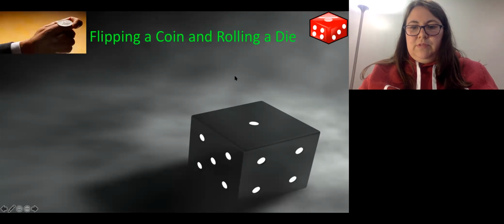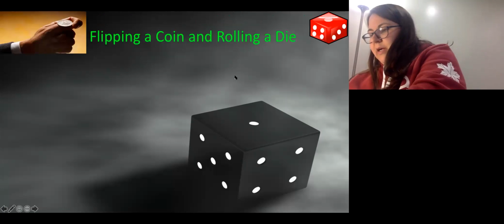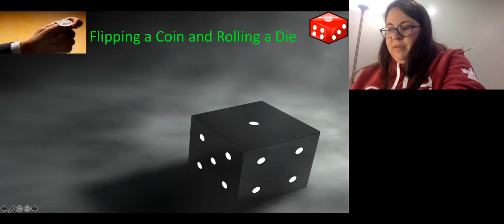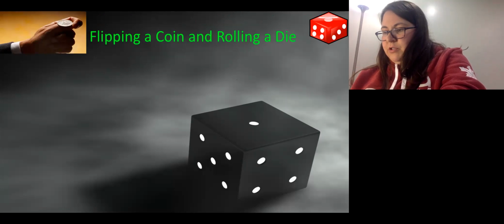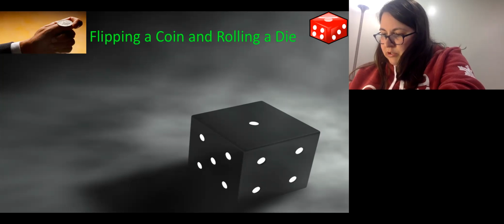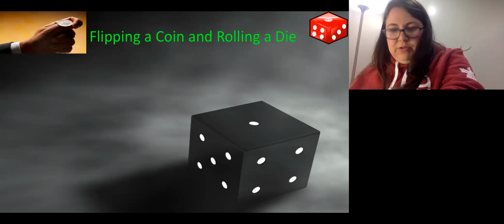So what if we did this by flipping a coin and rolling a die? Okay, so let's draw our brain. And I'm going to flip a coin first. So if my first choice is a coin, that means there's 2 options for that coin. It can be heads or it can be tails.